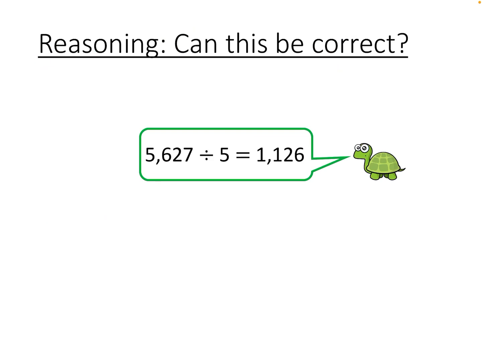So, just looking at this question, do we think that this could be correct? 5,627 divided by 5 is going to be 1,126. Is it possible? One way we could look at this question is to do a bit of inverse, because a lot of people find multiplication easier than division. What do we know about the 5 times table? What does every number in the 5 times table end in? We know that every number in the 5 times table ends in either a 0 or a 5. Does this number end in a 0 or a 5? No, so we know it's not in the 5 times table. So we know we can't divide it by 5.